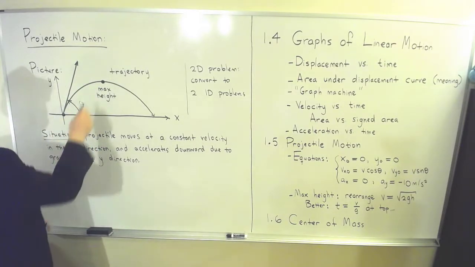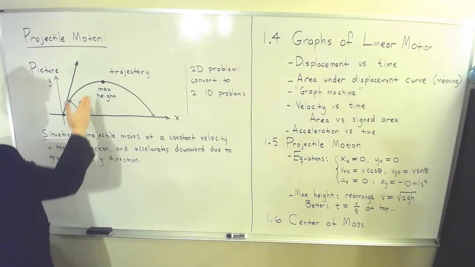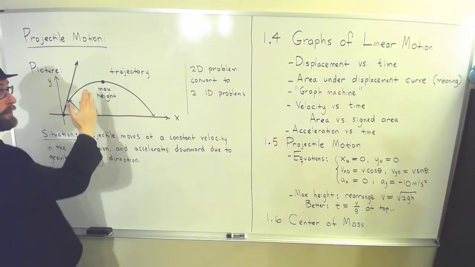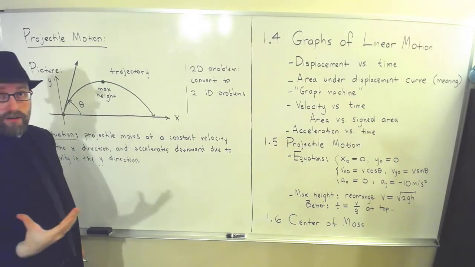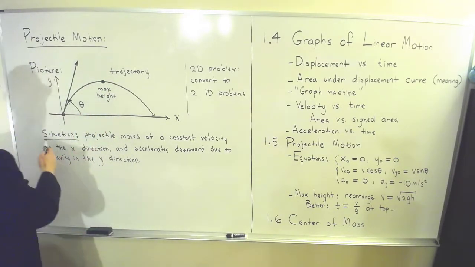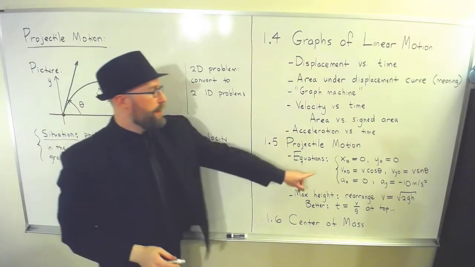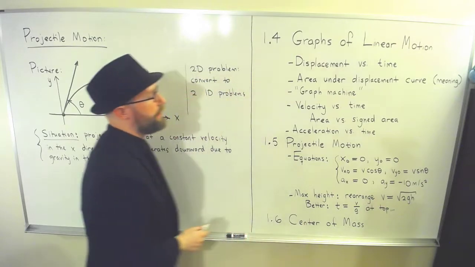And so this whole time, up to where it gets to this maximum height here, the velocity and the acceleration are in opposite directions. The velocity's up that whole time and the acceleration's down that whole time. So this is kind of a prototypical example of how that works. Now let's talk about the equations and the variables in detail.